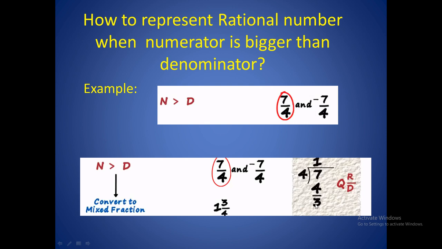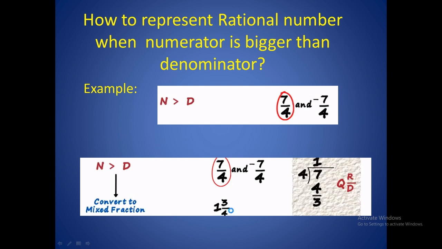So how will we write the mixed number? Q R upon D: quotient, remainder upon divisor. The quotient tells the whole number part. So the quotient is 1, the remainder is 3, the divisor is 4. So 7 by 4 changes to 1 3 upon 4, in which 1 is the whole number part and 3 upon 4 is the fractional part.